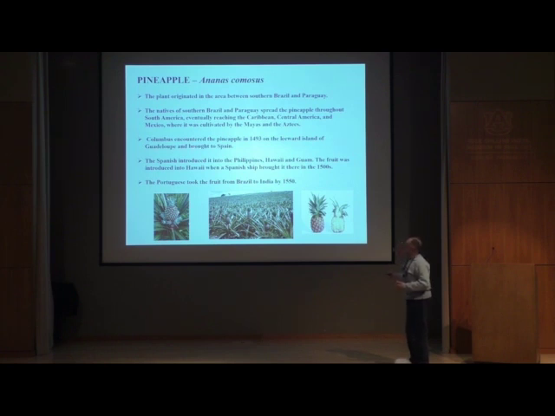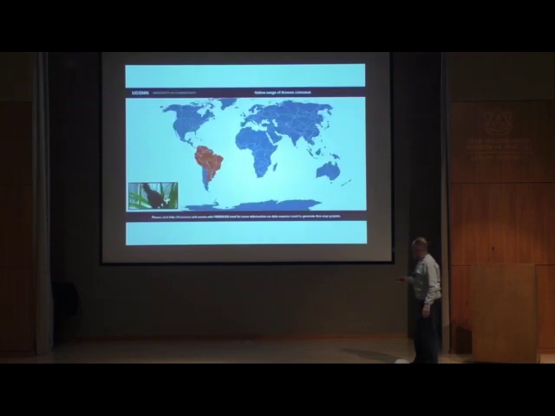Columbus encountered it in 1493, second trip. The Spanish introduced it in the Philippines early on. And in the 1500s, a Spanish ship took it to Hawaii. The Portuguese took the fruit to Brazil, to India in 1550. So it's been with us a while. That is the native range, okay? Probably in the southern part, right there.